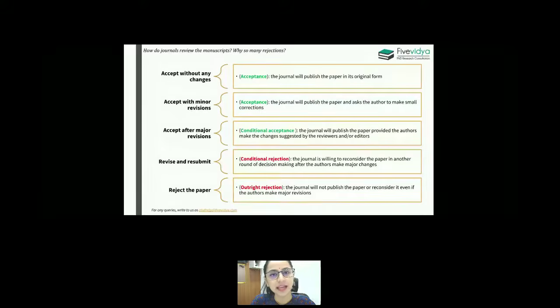The next result can be revise and resubmit. Here the result means that your paper is asked for certain revisions. It is a kind of conditional rejection by the journal, that all these revisions are required in your paper, and if these revisions are up to the mark or adhering to the guidelines of the journal, then only your paper will be submitted for publishing. And the last one is the outright rejection, where your paper is not considered at all.